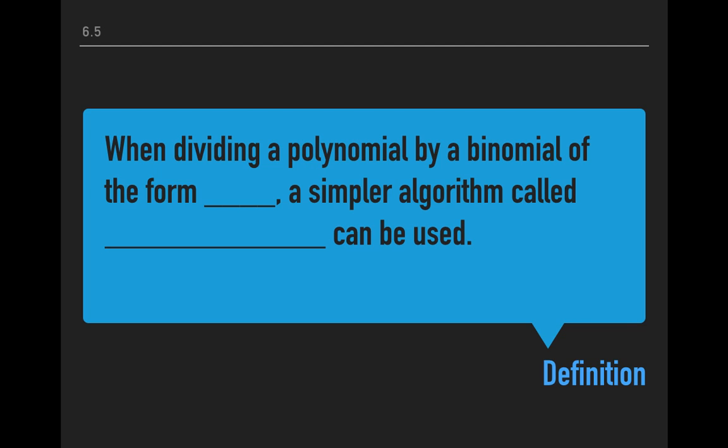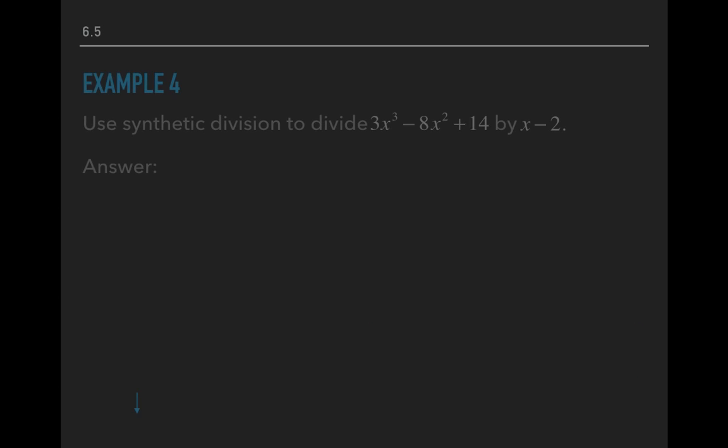When dividing a polynomial, it has to be by a binomial, and it has to look like x minus a. Then you can use a simpler series of steps called synthetic division. It's kind of hard to define; it's more just a process. So let's look at the process in this example.